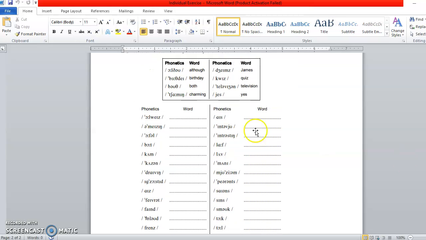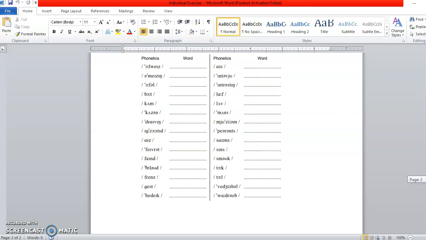For example, this is the phonetic one. This is the symbol, and you just need to write the word. This is the word, although. How about this one? What is this? Oh, this is always. You just write here always, until the last one.